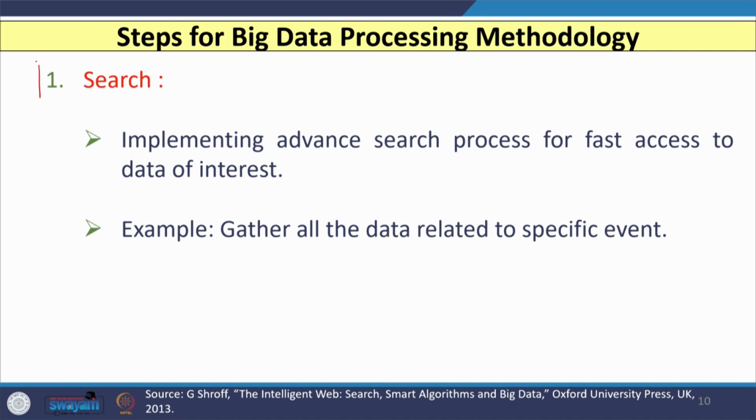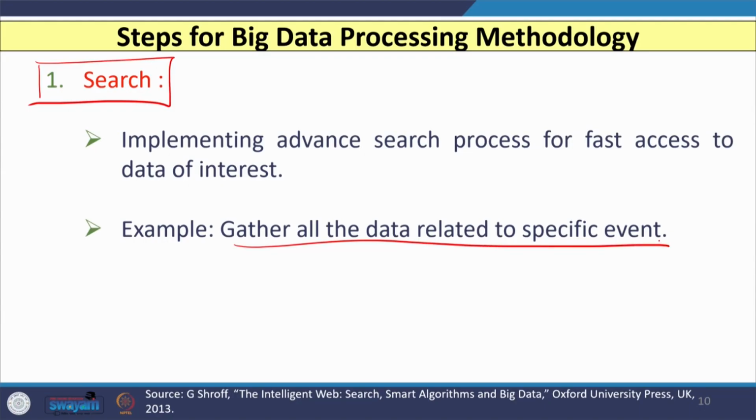The first step is related to the search. We have to implement some advanced search technique for fast access to the data in which we are interested. Let us say we have weather data, PMU data, smart meter data, and some other lightning data. Out of all this data, to find the data we are interested in, we need some advanced search algorithm, and the best example is that we have to gather all the data related to a particular specific event. So, the first thing is the search part.